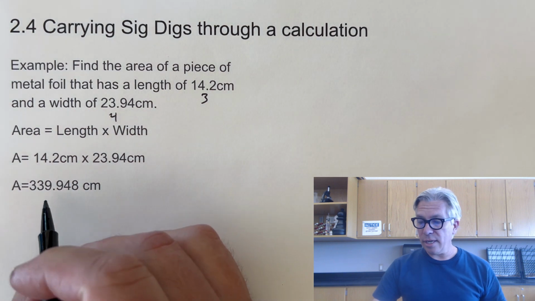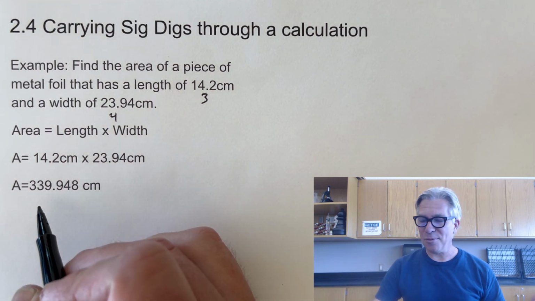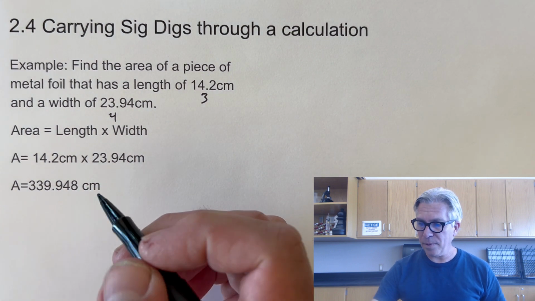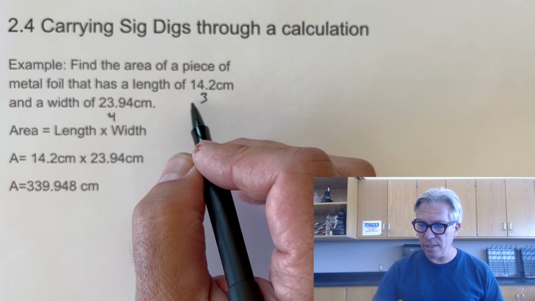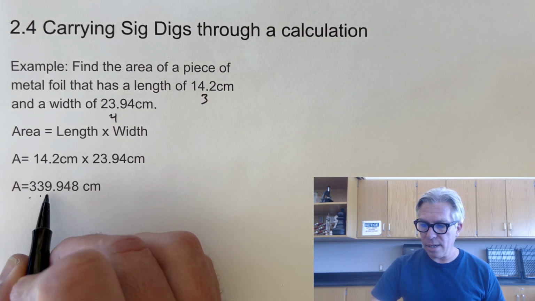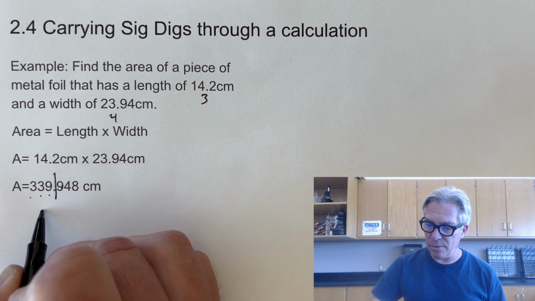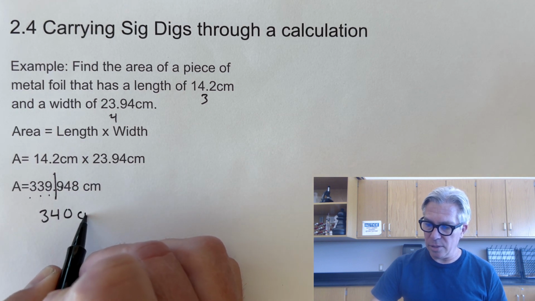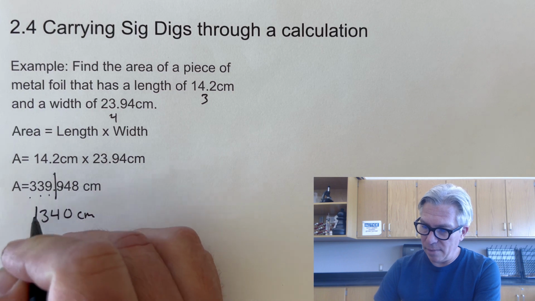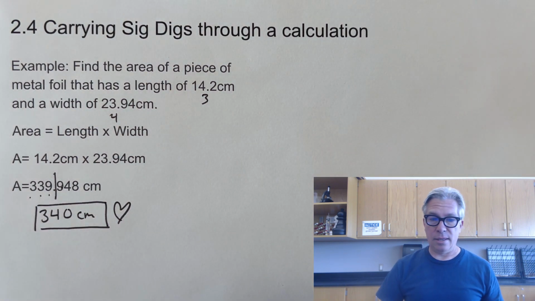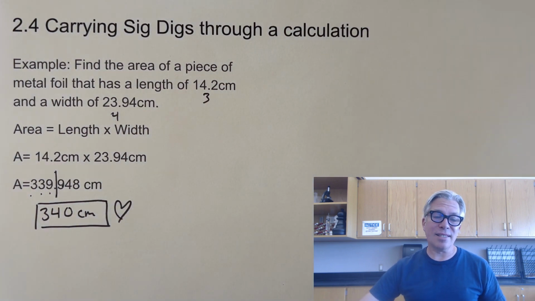Your calculator is going to give you 339.948. That's too many digits. So what are we going to do? We need to chop it off at 3 digits. So 3, 3, 9. We're going to chop it off there. But because this is a 9, let's round it up. And we ended up with 340 centimeters. And that's really all that I can honestly say with any amount of certainty that area is. And you might be thinking, well, I don't have any decimal places. It's not good. Well, it's as good as we can get. And that's what we do.